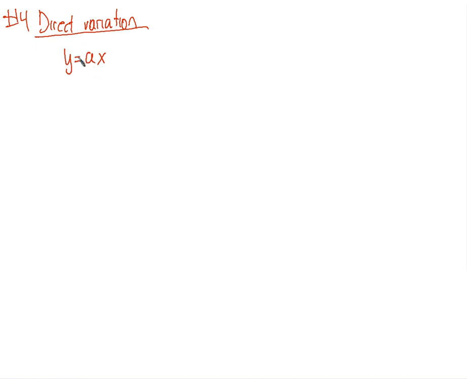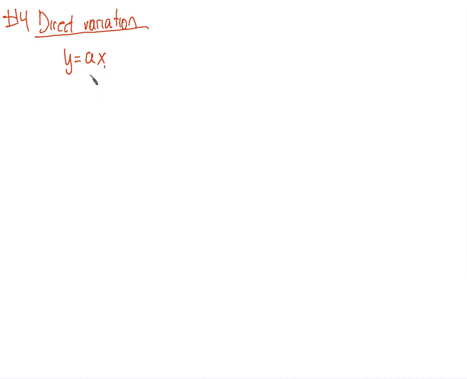I don't expect you to have a big, long definition like that. What is direct variation? Y is equal to a times x. Y is related to x in this way: x times some number, and not plus a number, not minus a number, not anything else, but x times a number, and this number could be a fraction, it could be any number. x times a number gives you y, okay?